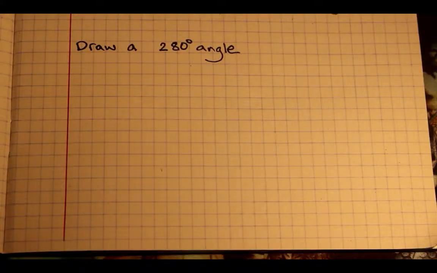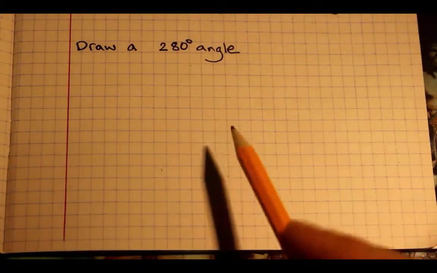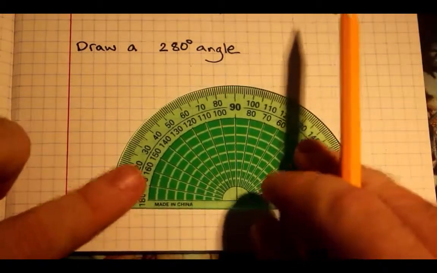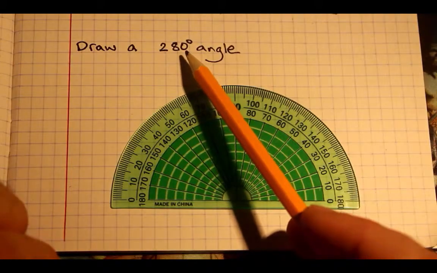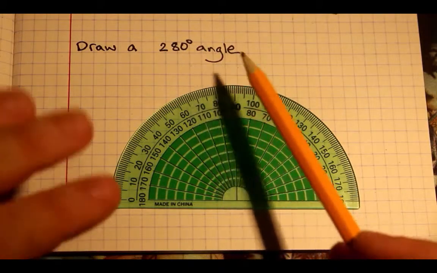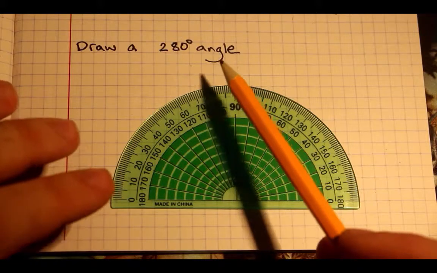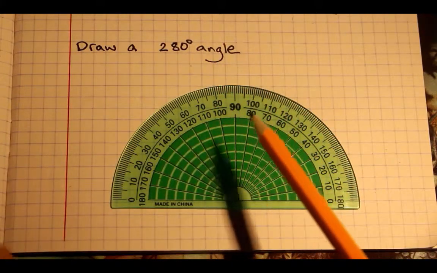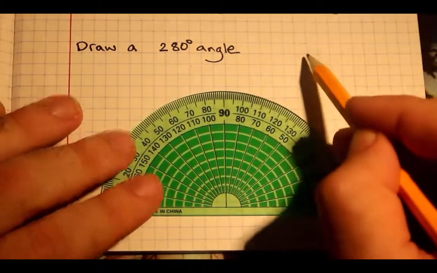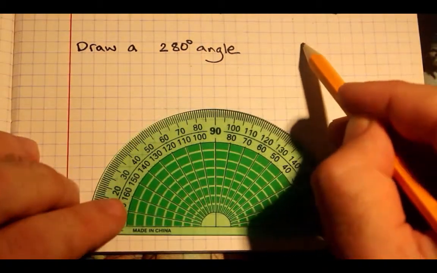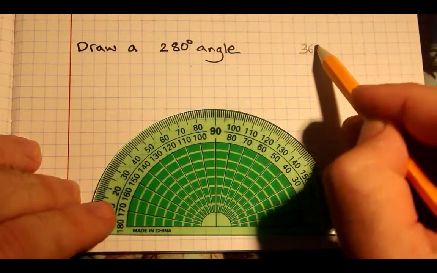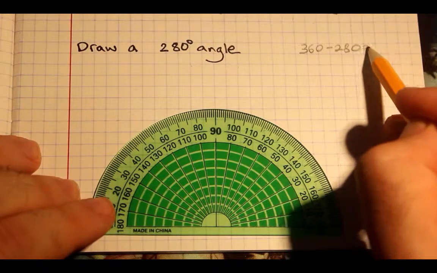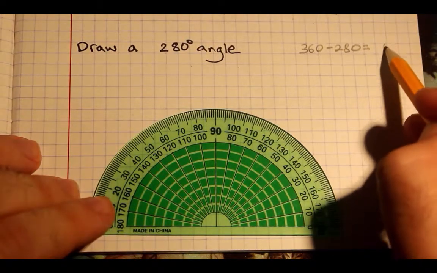My last angle that I'm being asked to draw is 280 degrees. That is a reflex angle. Now, my protractor only goes up to 180 degrees. So to draw something that's 280 degrees, what I'm going to have to do is draw an acute angle that is that much away from 360 degrees. And that will leave me with the reflex of 280. What do I mean by that? Well, first of all, I've got to work out how big that angle is. I'm going to do 360 and take away 280. This is going to leave me with an acute angle. This here is 80 degrees.